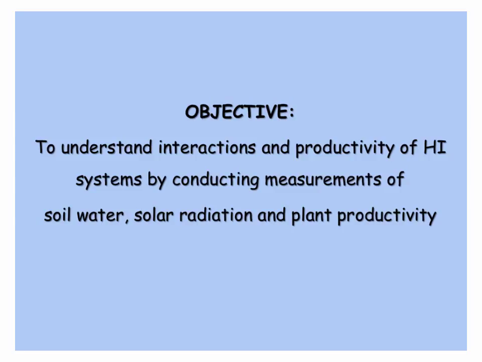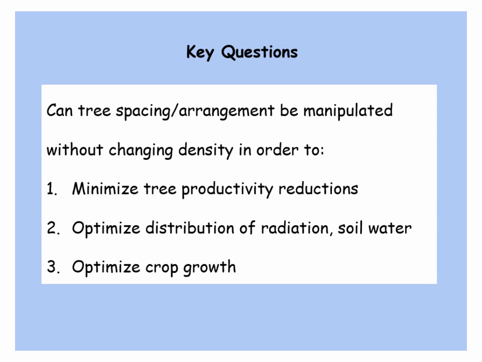The objective of this component of the project was to understand the dynamics and productivity of the agroforestry intercropping system of Jatropha and Kikuyu by measuring soil water, solar radiation, tree productivity, tree growth, and Kikuyu productivity. There were five hypotheses, but I just want to focus on this one.